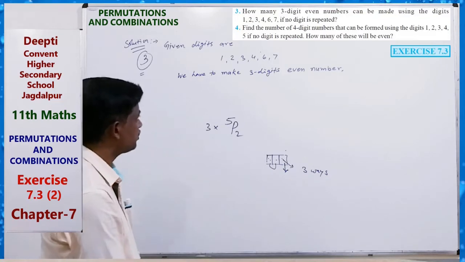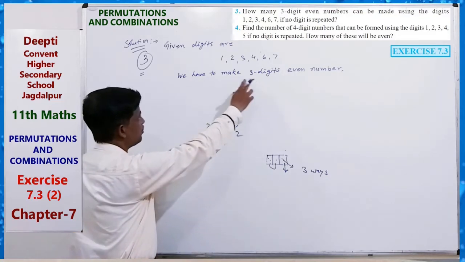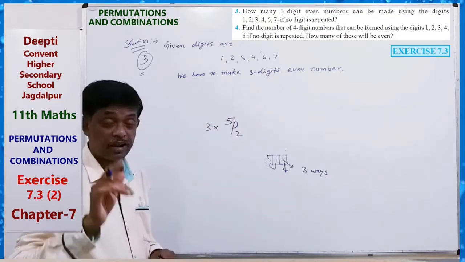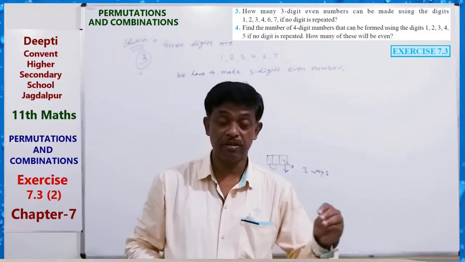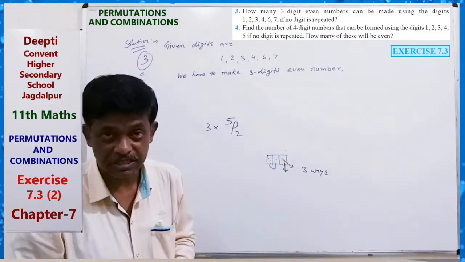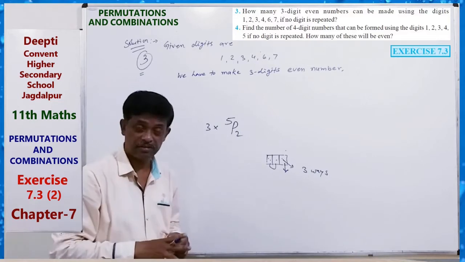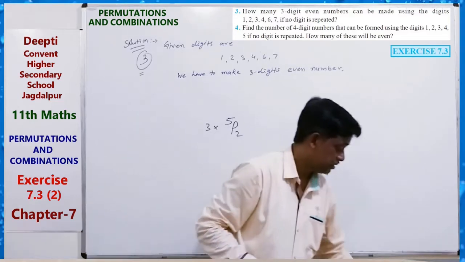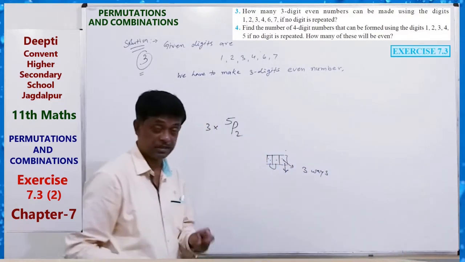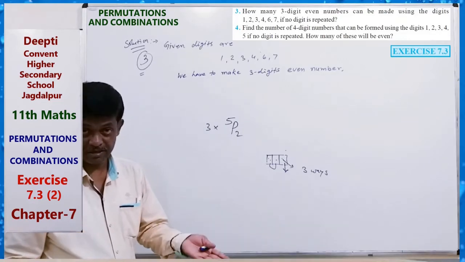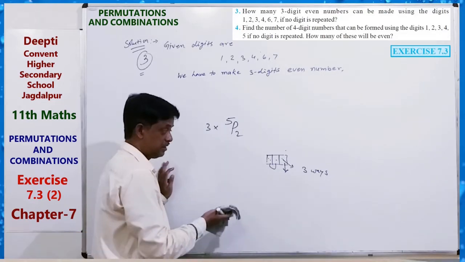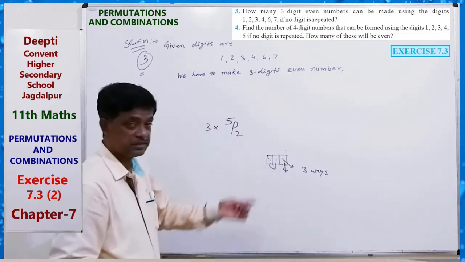We have to make 3 digit even numbers. You have to write in detail for the answer of these questions, but the main thing is the discussion. So I will discuss how we can get the result. So here this is the discussion.